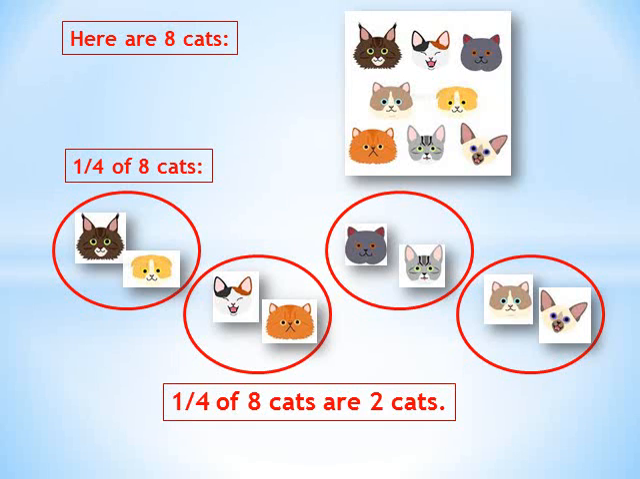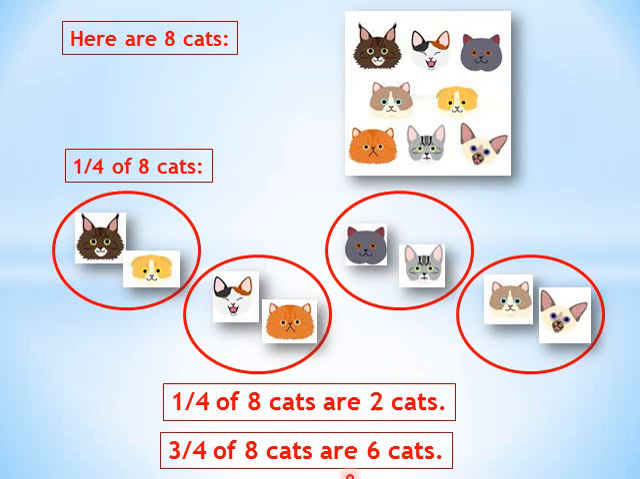Now I want to know 3/4 of 8. How will I do that? I will count the number of cats in 3 groups. 1, 2, 3, 4, 5, 6. So 3/4 of 8 cats are 6 cats.